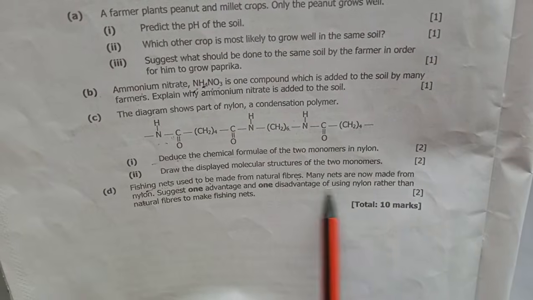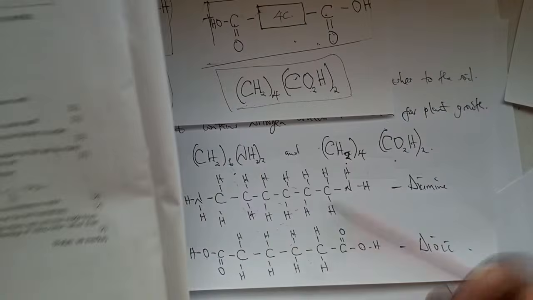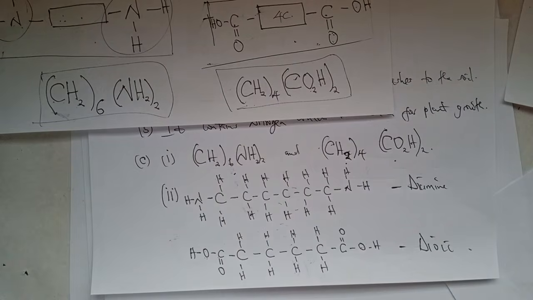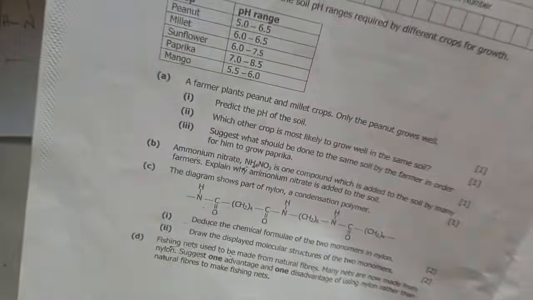Well, we're looking at an advantage of using nylon rather than natural fiber. Nylon is cheaper, and it does not require a lot of resources to be produced. So it is cheaper and easy to produce. Another advantage is that nylon is basically stronger than fiber, by far. And then the disadvantage is that basically nylon is non-biodegradable.